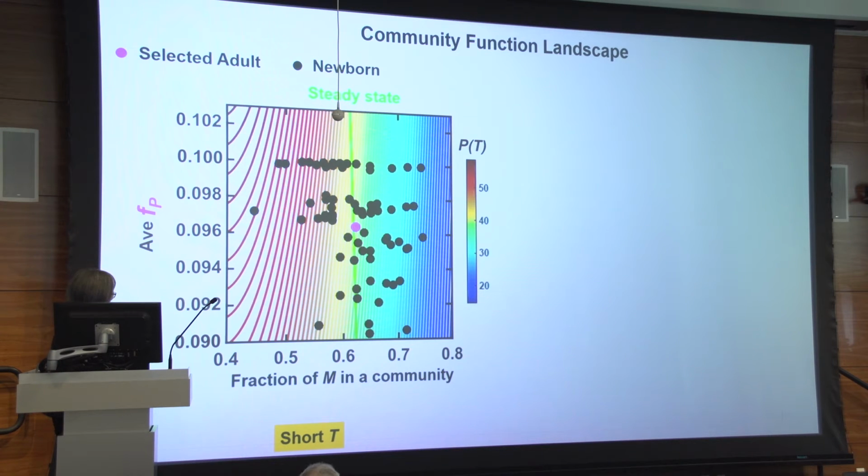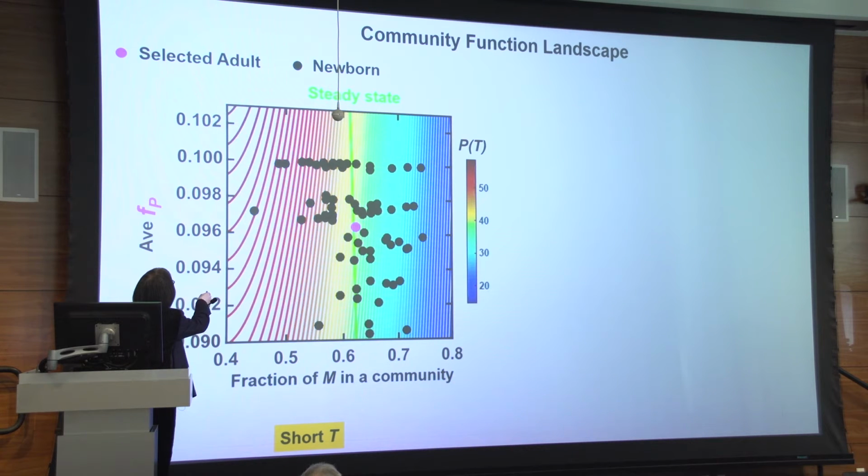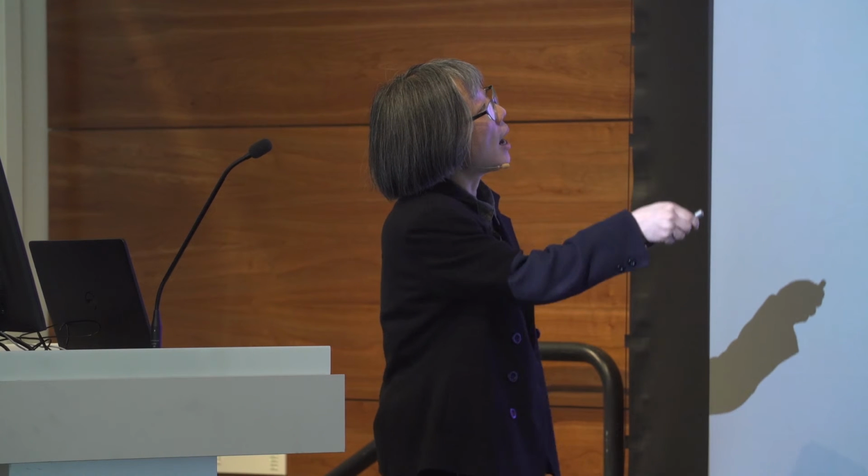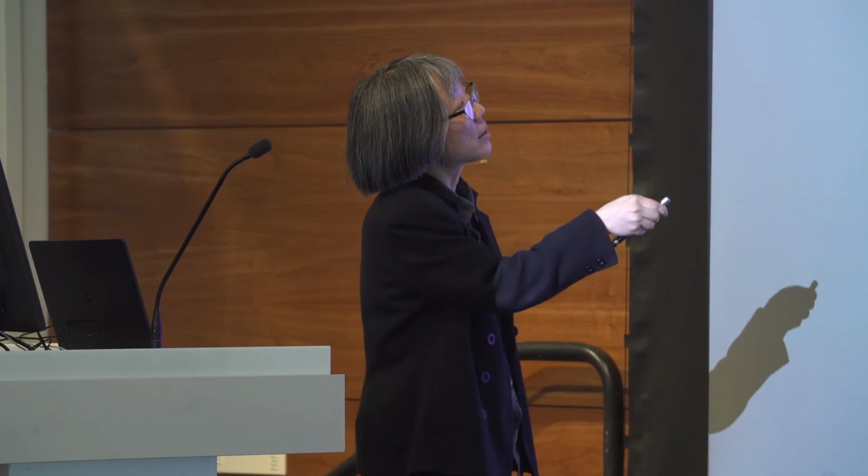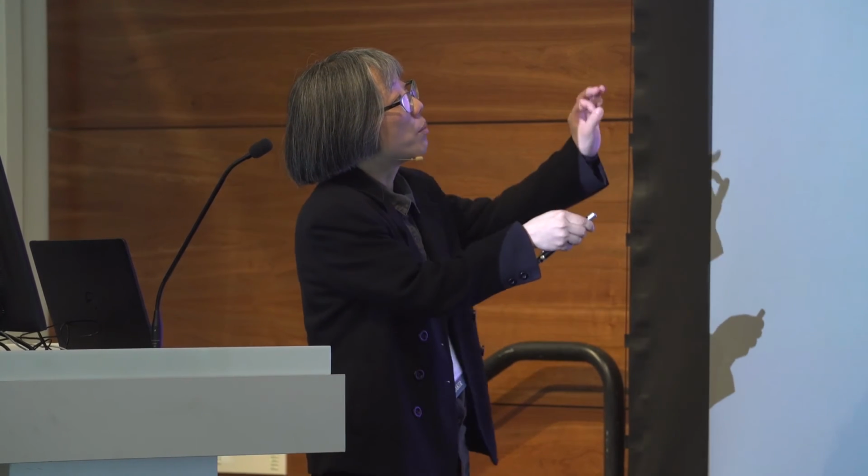So here is a landscape for short maturation time. This is the adult community selected to reproduce. It will generate a cloud of newborns. And out of this cloud of newborns, even though these newborns would have the highest average FP, and in fact we should choose from this, we are misled. What we would choose is, in fact, this one, because this line is the highest. It's even higher than the highest of this. So we would choose this to reproduce.